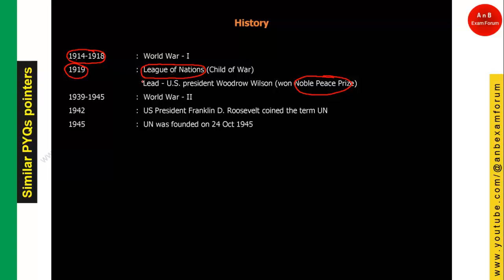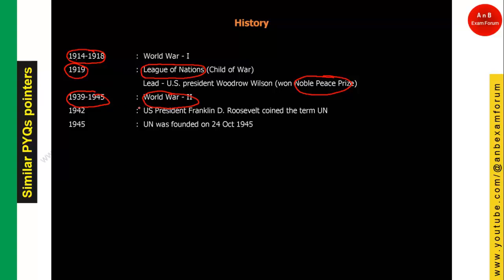But the thing is that the League of Nations could not do such a thing. It was not able to stop the war. In fact, in 1939 to 1945, again a second world war happened. Like all the developed countries were fighting with each other.